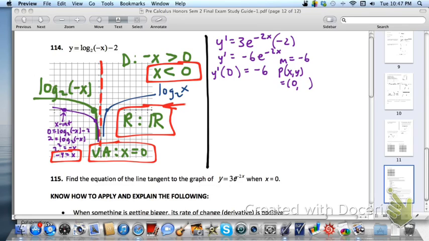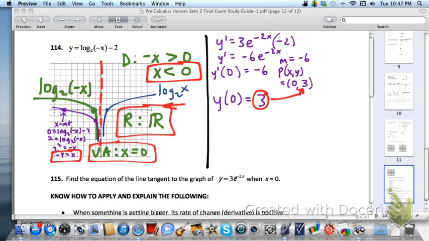Okay. Well, we've got our slope, and we've got the x coordinate of our point, which is 0. The only thing left, if we want to come up with the equation of our tangent line, is to find the y value when x is 0. Well, you just plug in 0. And y when x is 0 is equal to 3, because 3 times e to the 0 is 3. So that translates to that point right there. So when x is equal to 0, y is equal to 3.